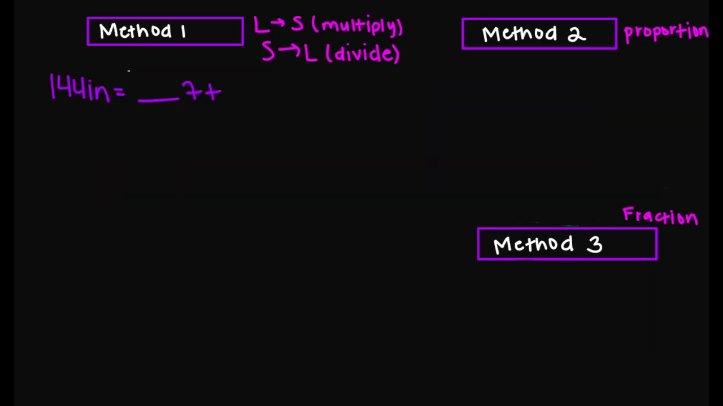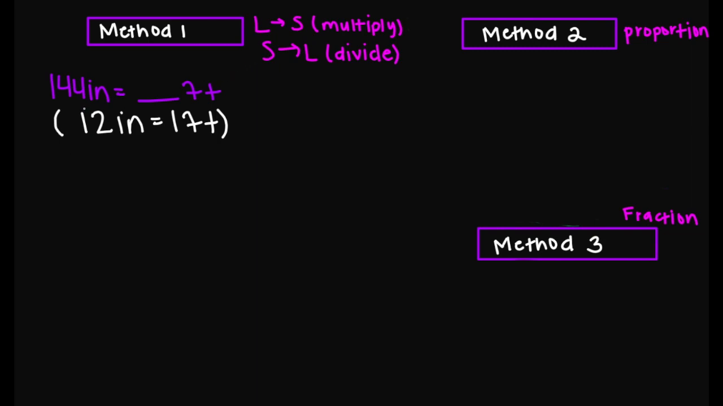Let's look at this example here. So inches to feet. We have 144 inches equals how many feet? And my conversion factor for this example is going to be 12 inches equals 1 foot. For method number 1, I am going from a smaller unit to a larger unit. So that means I need to divide.